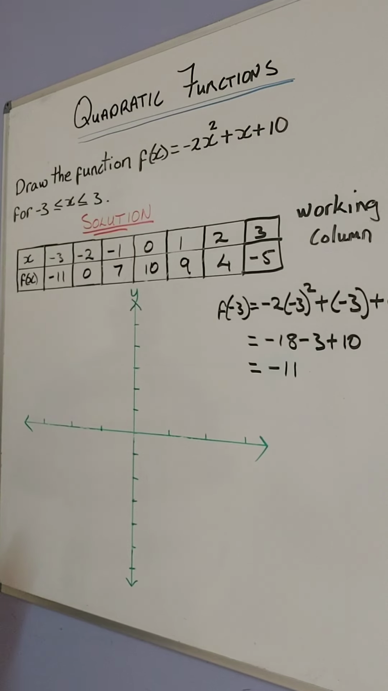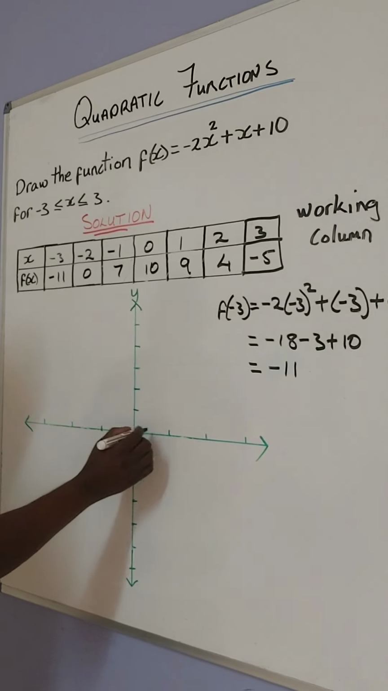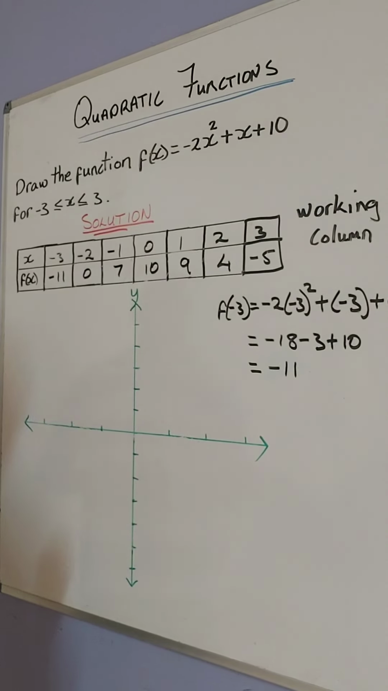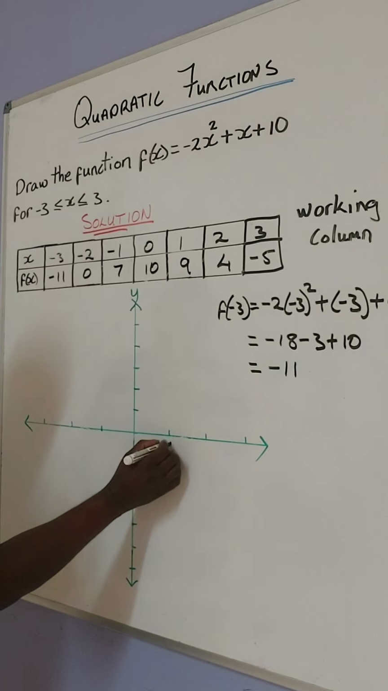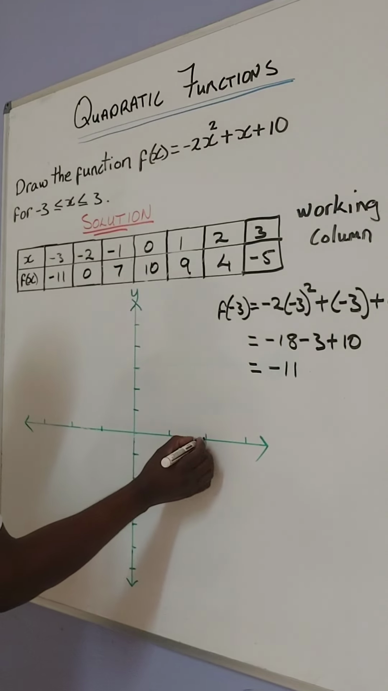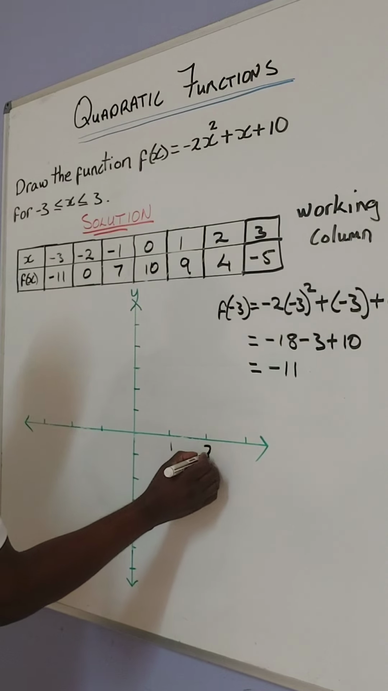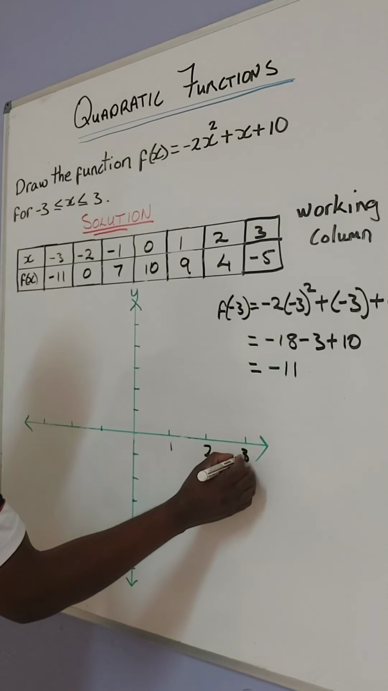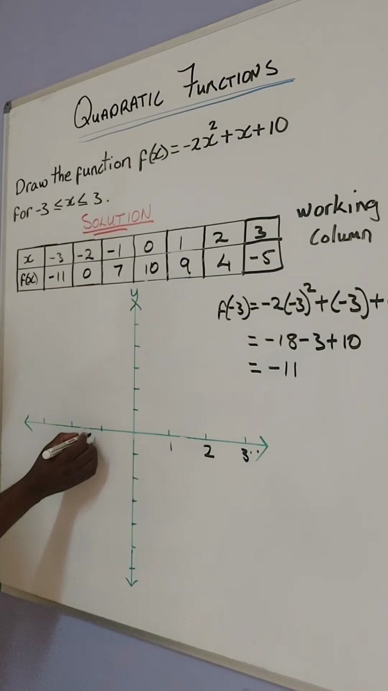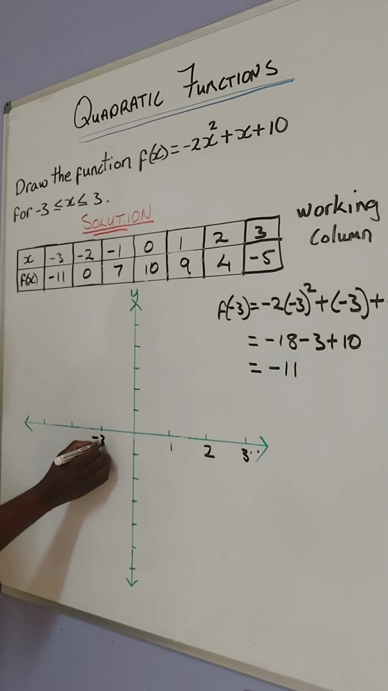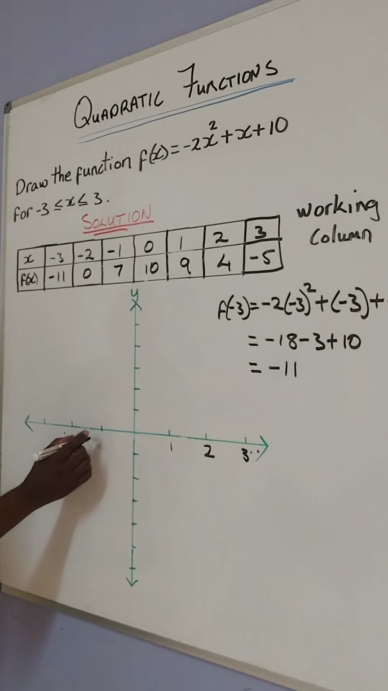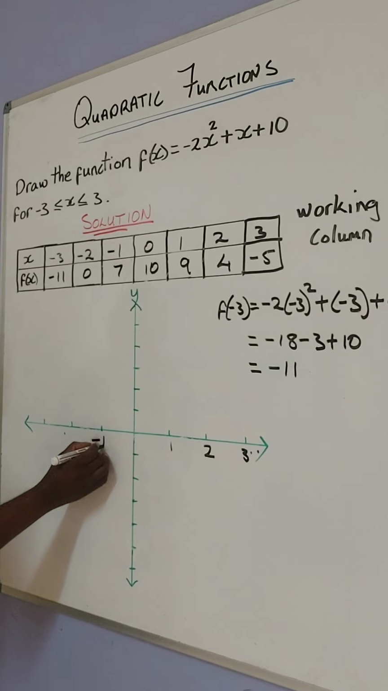But first, you need to decide on a scale. The scale used is 2 centimeters to represent 1 unit on the x. That is, if from this point to this point are 2 centimeters, we are going to represent 1 unit here. Here's another 2 centimeters, so this is another unit, and so forth. The same scale is used on the left-hand side because it is the same axis.